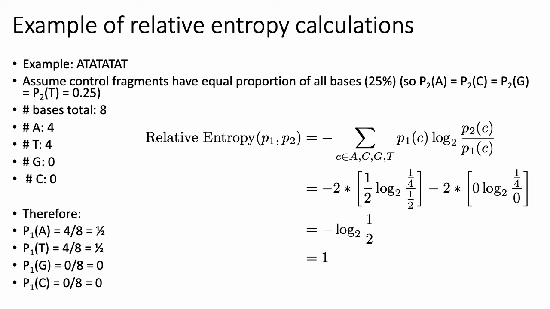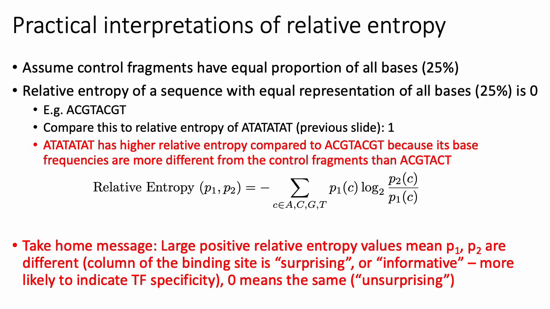Something important to note when you calculate relative entropy is that 0 times anything is still considered 0. So even 0 log 0 is equal to 0 in this case. The question you should be asking yourself at this point is, what does a relative entropy of 1 mean? It's beyond the scope of the class to really define what the actual relative entropy number means. But what's more important here is understanding what kinds of sequences get higher relative entropies than others.